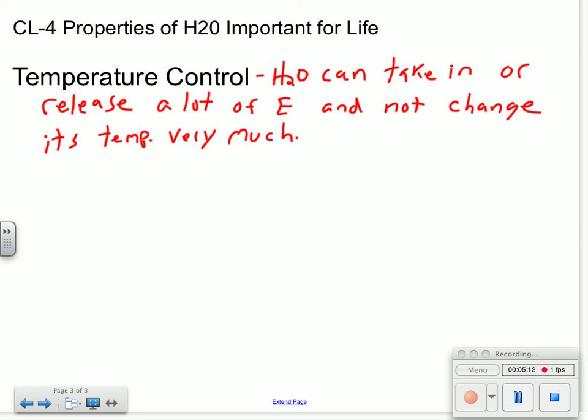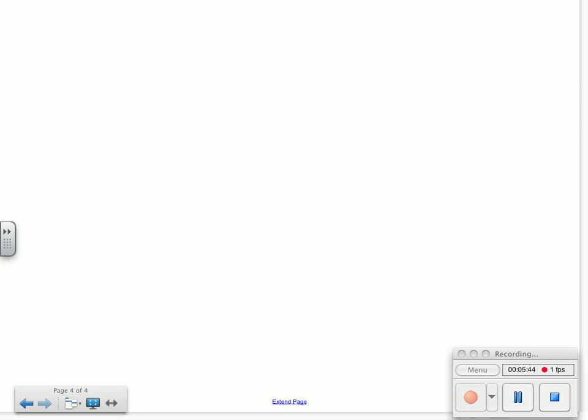We see this in the winter when water will not freeze even though it's been freezing overnight for many days in a row. And the same thing in the spring when the ice doesn't thaw just because you get one day of above freezing temperatures. This is good for living things because they don't go through a lot of temperature changes because living things have a lot of water in them. So temperature control, another property of water.